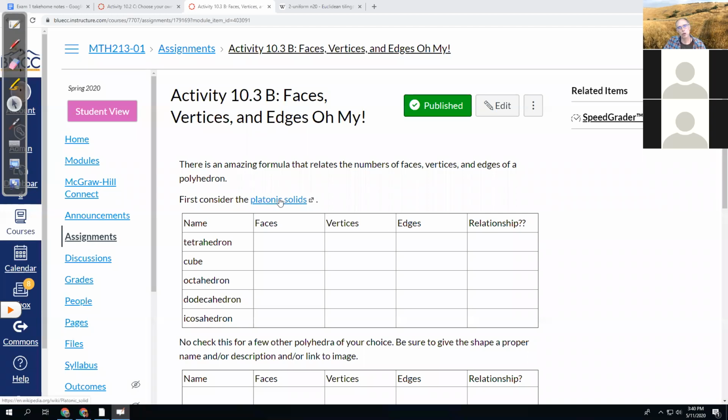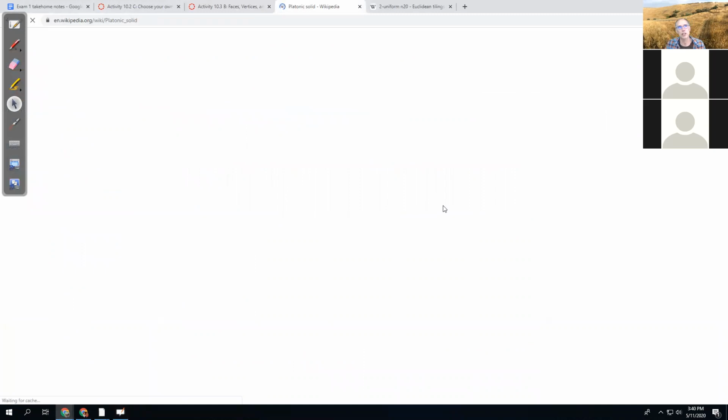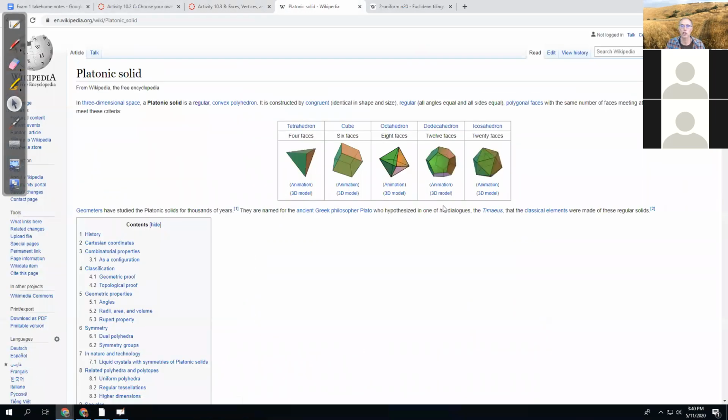So I link out to what are called the Platonic solids. And the Platonic solids are the regular polyhedra. And for a polygon to be regular means you have the same length edges and exactly the same angles all around. Okay, so like a square is a regular quadrilateral.